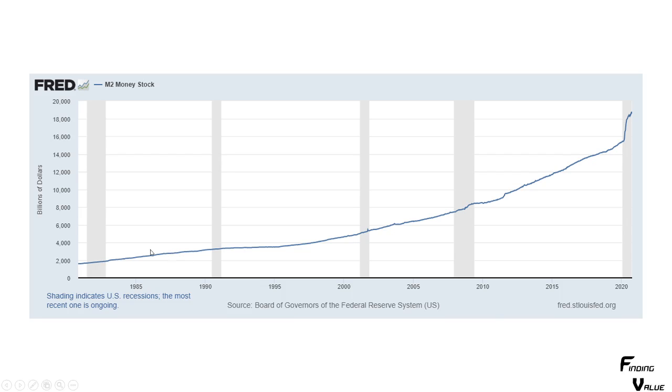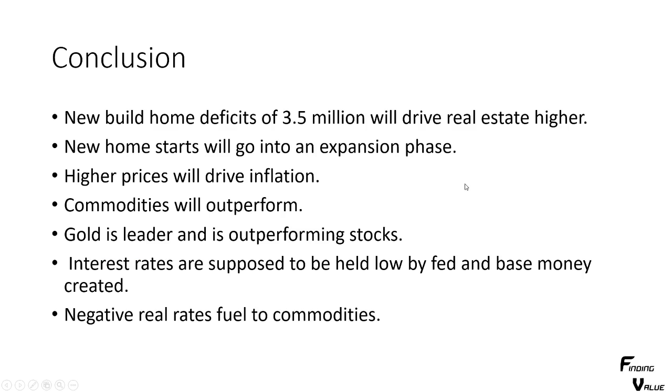And here's the M2 money stock. This is money. This is going up. It's inflationary. That's what it is. So the conclusion here is the new home build deficit of 3.5 million is going to drive real estate higher. That's why real estate prices are going higher. Whatever metrics you're looking at, they are going higher. That's why inventory is non-existent with all this real estate. That's why people can't get homes.